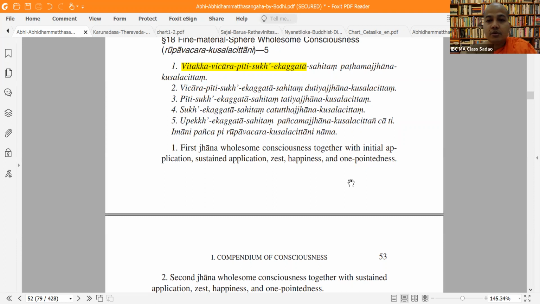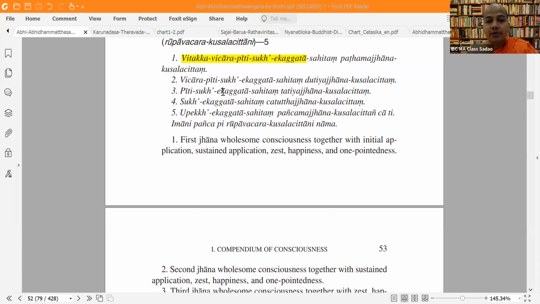So vitakka is used in the sense of thought, but here you see that all these terms have a technical meaning, so they should be understood in a specific sense. It is very important to understand the technical sense of these terms, because you do not take them in the general sense, as that is not applicable here. And vicara is translated as sustained application. One is initial application, the other is sustained application. Piti is translated as joy, sukha as happiness, and ekaggata, of course, one-pointedness. Right? So five factors are present in the first jhana citta, the first jhana wholesome consciousness. This is kusala citta.